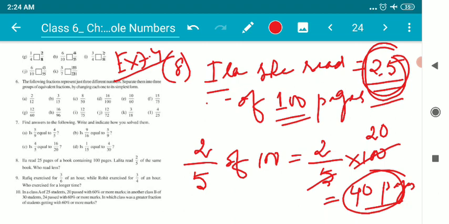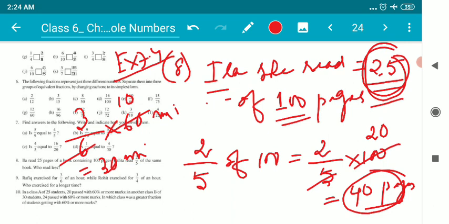Okay, children. Question number 9 is about Rafiq, who exercised for 3 by 6 of an hour, means 3 by 6 into 60 minutes, because we know that 1 hour is equal to 60 minutes. Fine. So if I cancel, 6 into 10 will result in 30 minutes. So Rafiq exercised for 30 minutes.